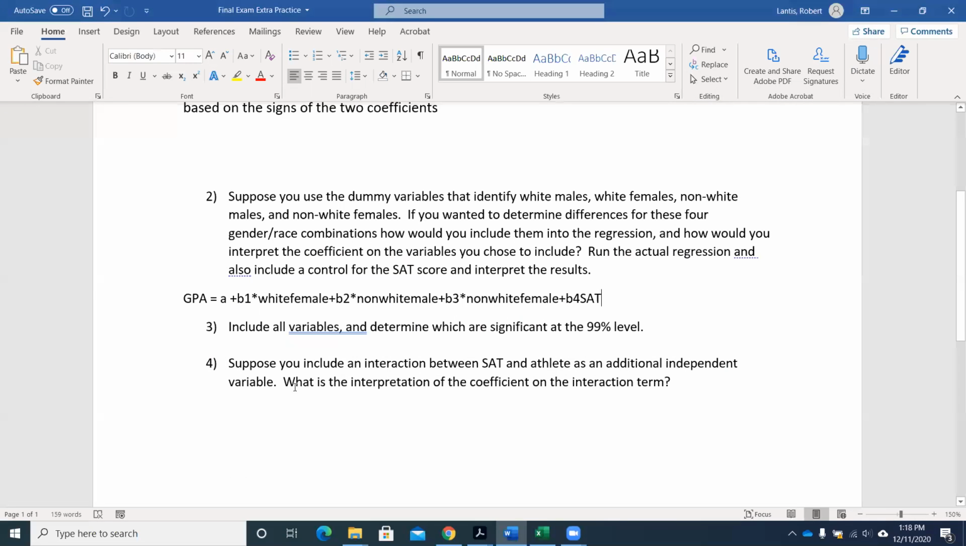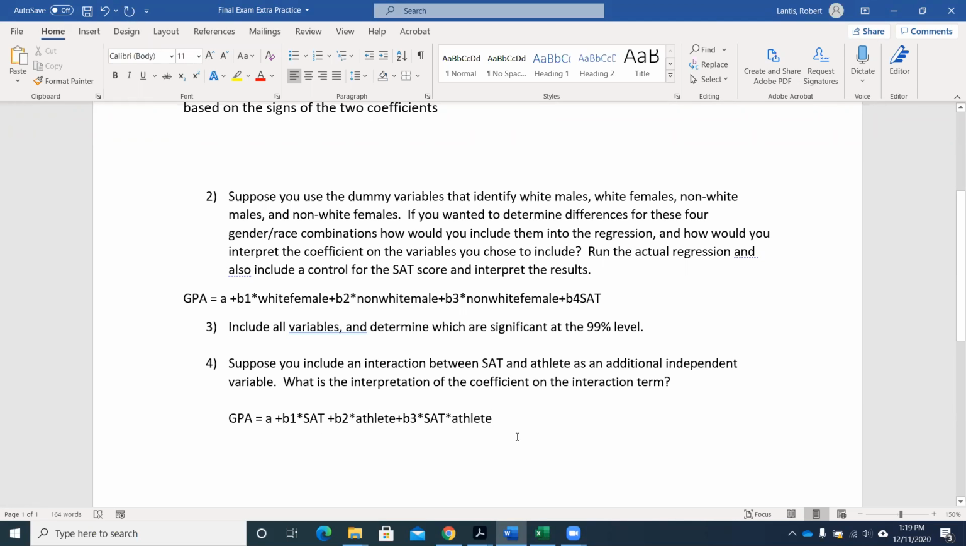So let's say that I think SAT scores are good predictors of GPA. But I think that maybe they might not be as good of predictors, or maybe they're better predictors, if the student is an athlete. So I'm going to include the athlete variable, the SAT score variable, and then the interaction term of the two. It's going to look something like this. I'll include this additional interaction term where I multiply the SAT score times that athlete variable.